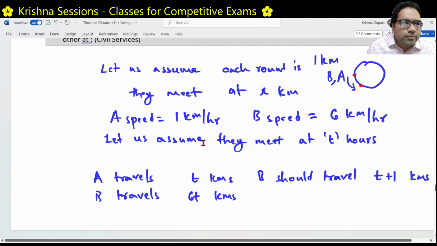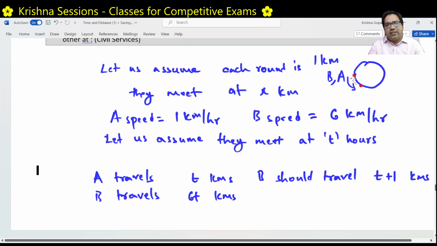Okay. So what we'll do, we assume the entire length of the circle is 1 kilometer. Then A's speed is 1 kilometer per hour, B's speed is 6 kilometers per hour. And let's assume they meet after T hours. Obviously, T must be less than 1 hour, right? In 1 hour, A only will complete the circle. T must be somewhere less than 1 hour so that B will finish one circle and then meet A. B is anyway finishing six circles in 1 hour. So T must be lesser than 1 hour. It could be 0.5 hour, 0.1 hour, 0.2 hours, we don't know. Let's assume that T, whatever it is.